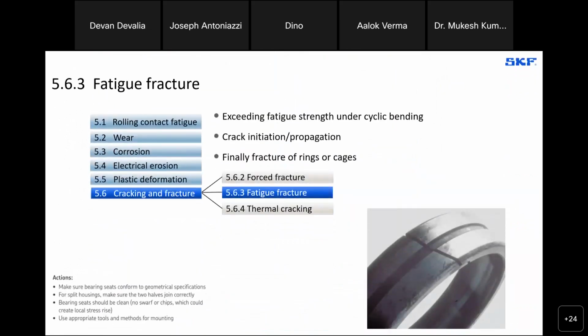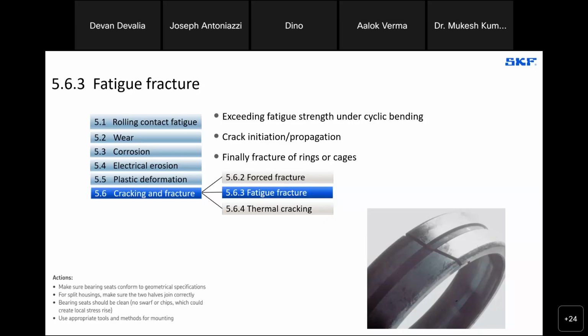Fatigue fracture. This is when the fatigue strength of the material is exceeded under cyclic bending. So repeated bending will cause a hairline crack. If we have a housing, for example, that isn't supporting the bearing ring adequately, we could end up with a fatigue fracture. If a little piece of the lock nut is broken off during mounting and gets underneath that outer ring, we can end up with a fatigue fracture because that ring will flex around that little piece of metal, and we could end up with a fracture.